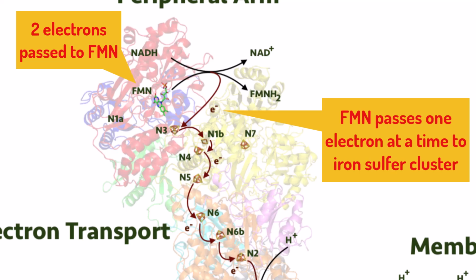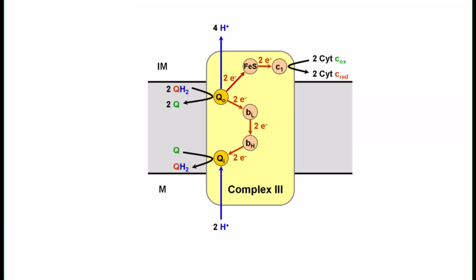FMN passes these electrons to iron-sulfur clusters. Iron can only accept 1 electron, so the FMN must be able to reduce the iron 1 electron at a time. Complex 1 uses QH2 to pass the electrons to complex 3. In complex 3, QH2 passes electrons to 2 different acceptors, one to the Rieske iron-sulfur center protein, RISP, and the other to cytochrome B. Now let's get back to the question of how superoxide is made.